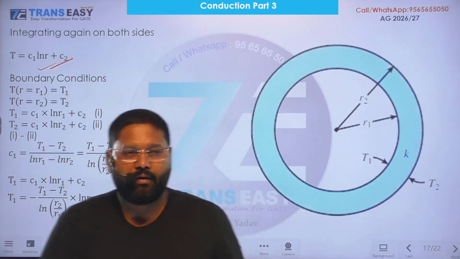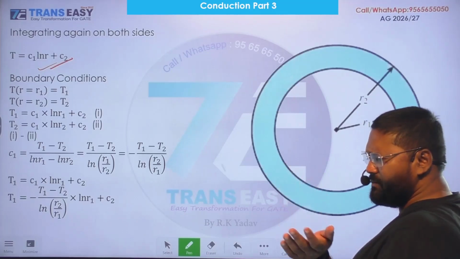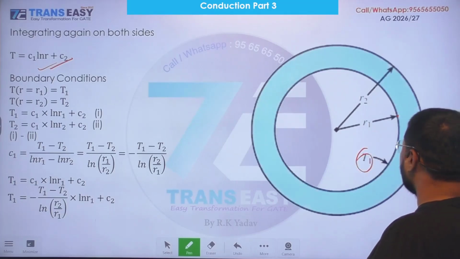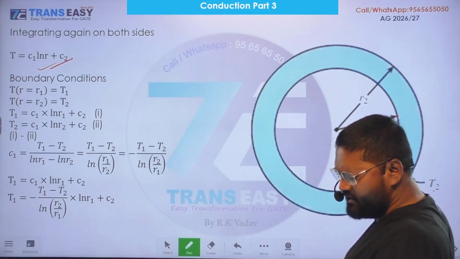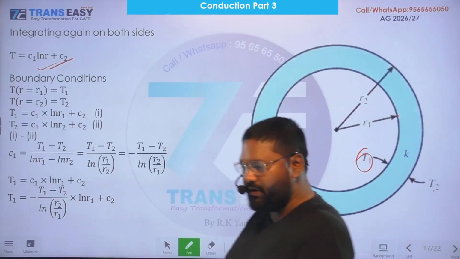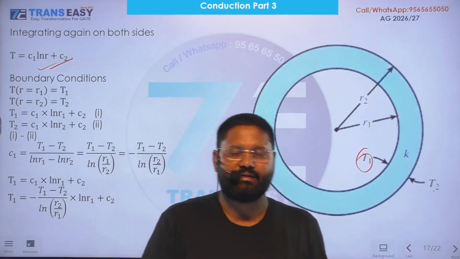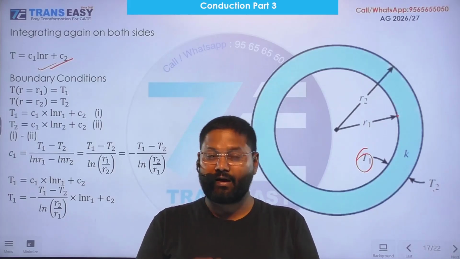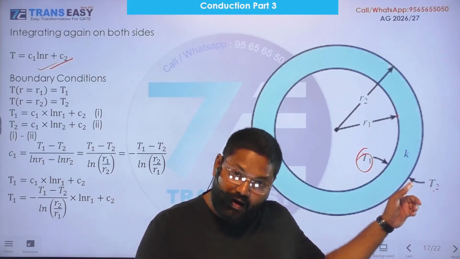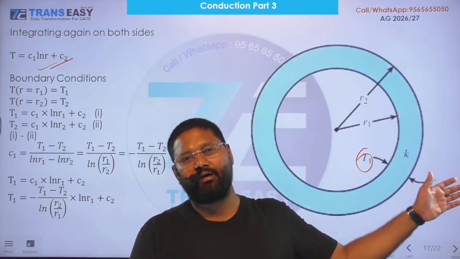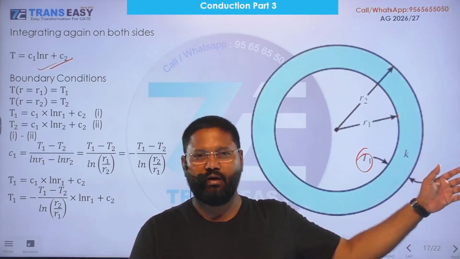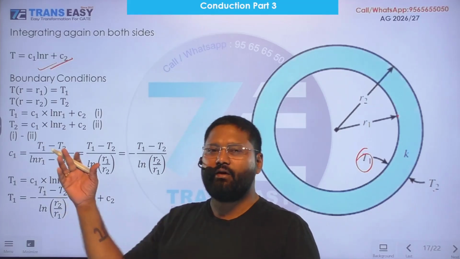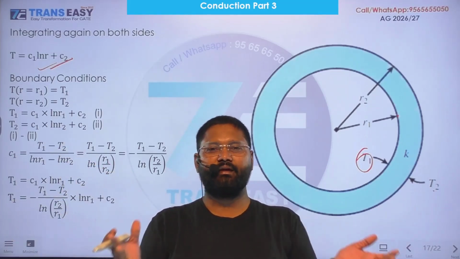Boundary condition. Dear friends, we have a specified boundary condition. Suppose in this problem the inner surface temperature is T1 and the outer surface temperature is T2. So at r equal to r1 temperature is T1, and at r equal to r2 temperature is T2. Conditions related to dimensions are called boundary conditions. Put these two boundary conditions in to get the two arbitrary constants, and putting the values of the constants, you will get the temperature variation with r.